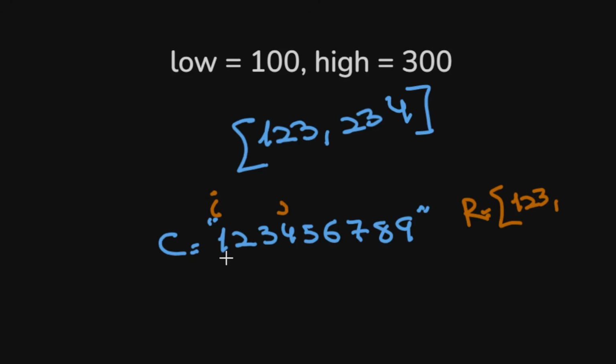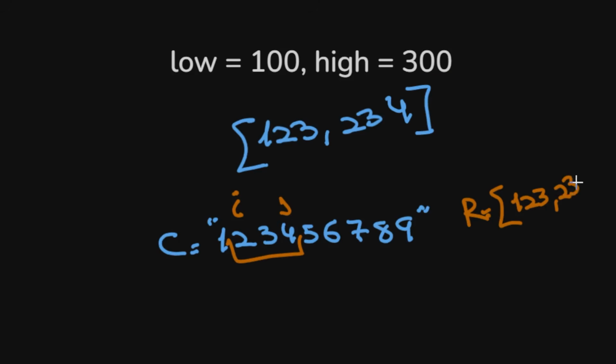Now the j pointer is here, so we're looking at this number which is larger than 300, so we continue. Next j is here, so we're looking at this number. Next j is here, next it's here, next here, and next here. Now i is here, and we need to reset j back to i, so we're looking at this substring. 2 is less than 100, so we move j. Now we're looking at 23, which is less than 100, so we move j again. Now we're looking at this number, which is between 100 and 300, so we add it to the result.